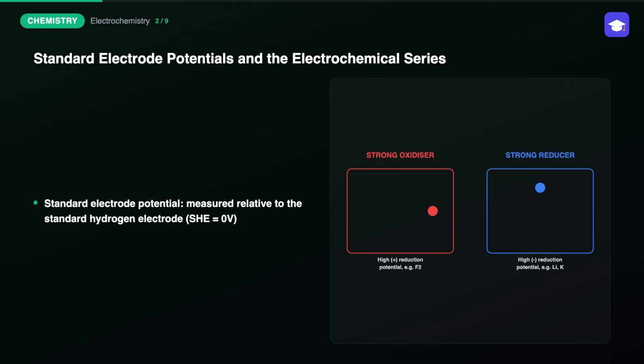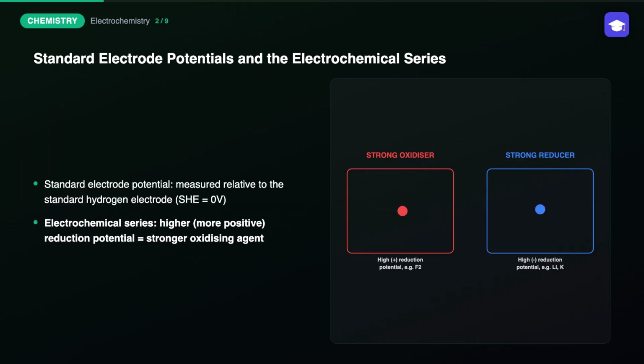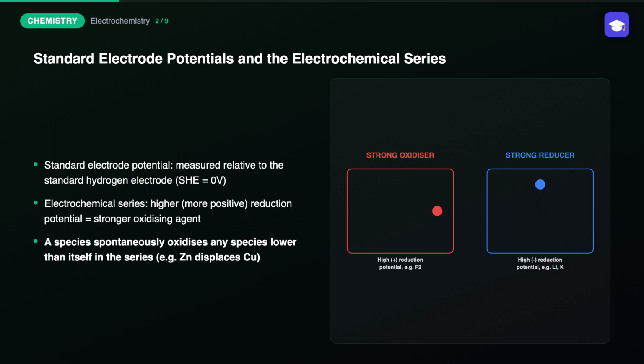The electrochemical series arranges elements in order of their standard reduction potentials, and this ordering immediately tells you relative oxidizing and reducing strength. An element with a highly positive reduction potential, like fluorine, is a genuinely strong oxidizing agent, readily accepting electrons, while an element with a highly negative reduction potential, like lithium or potassium, is a genuinely strong reducing agent, readily losing electrons.